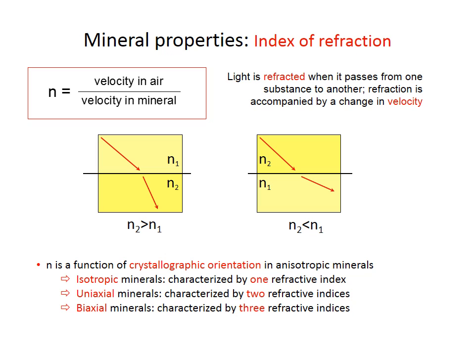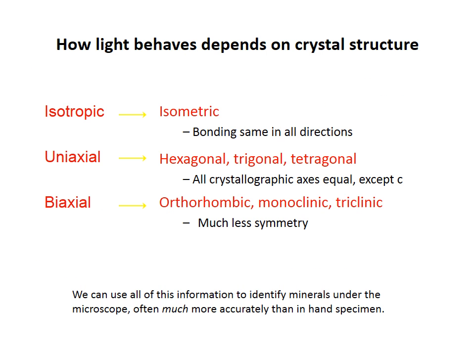So Snell's law applies here just like it did in isotropic materials. But depending on crystal orientation, the speed of light, or in many cases the speed of each ray of light that's been split, is different. There's also a crystallographic control on the number of refractive indices that a mineral has.